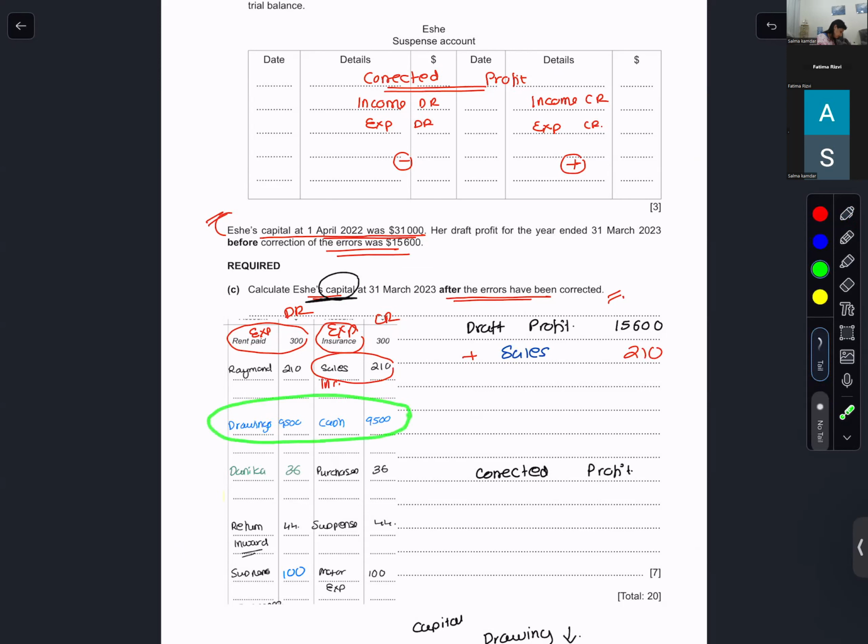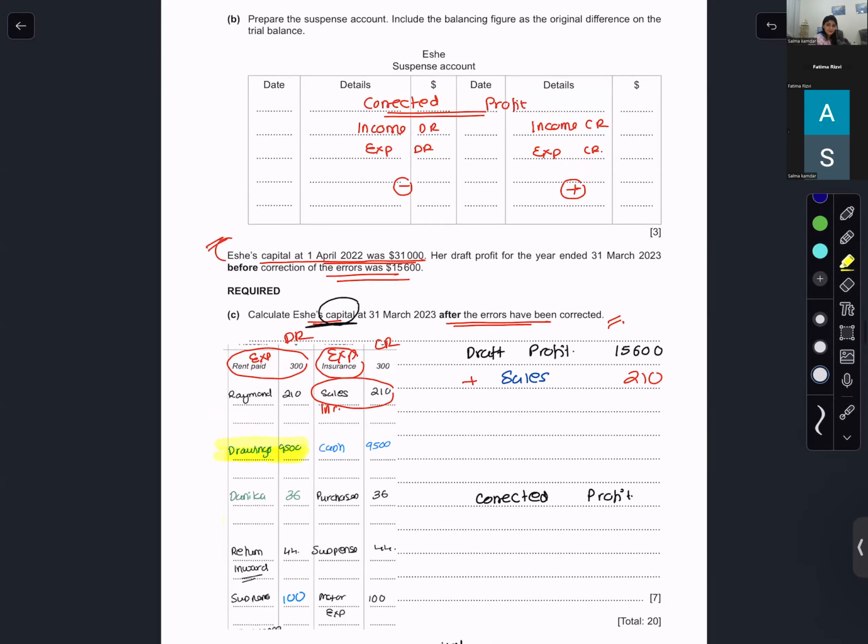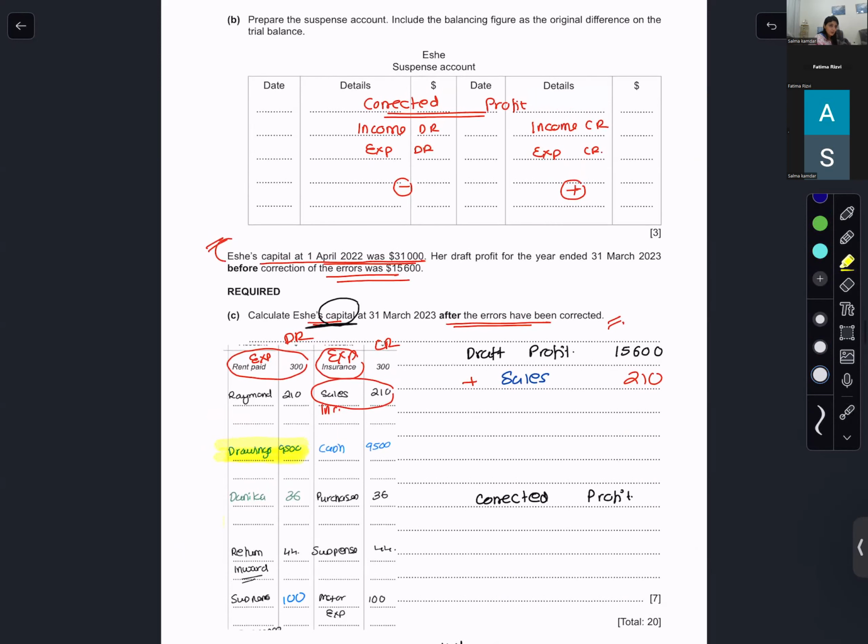Drawings, debit. Think about income or expense. Is there any income or expense? No. There is no income or expense over here, but I know drawings has an impact on my capital. Miss, drawings is not an expense. How is drawing an expense? Is it a business expense? No. What is the meaning of drawings?